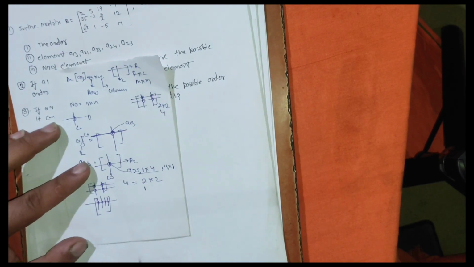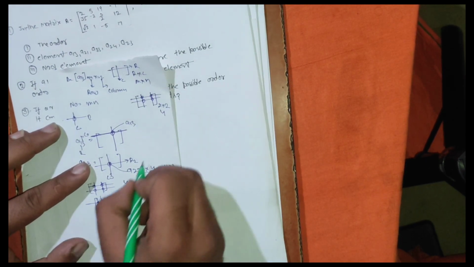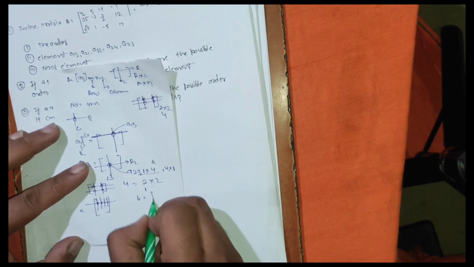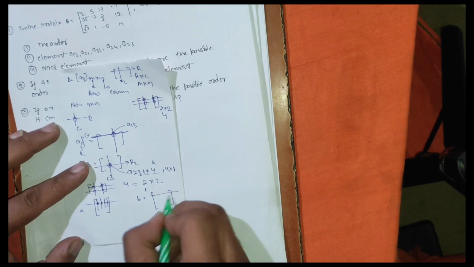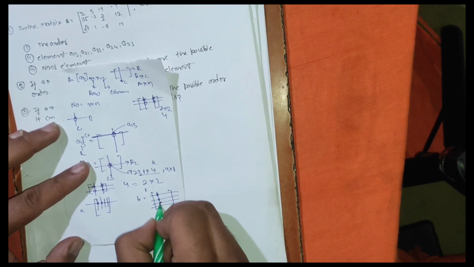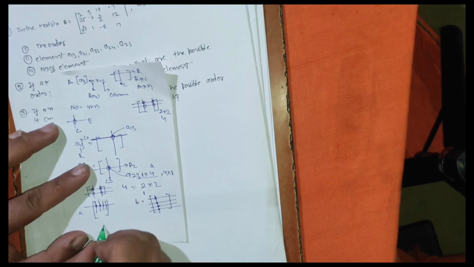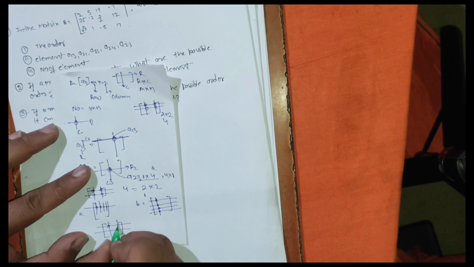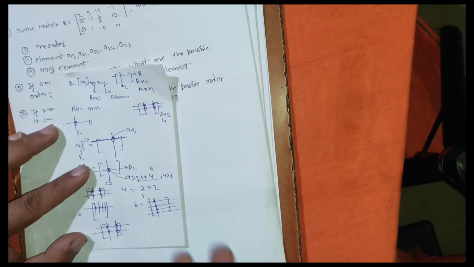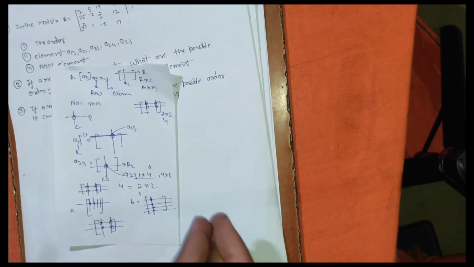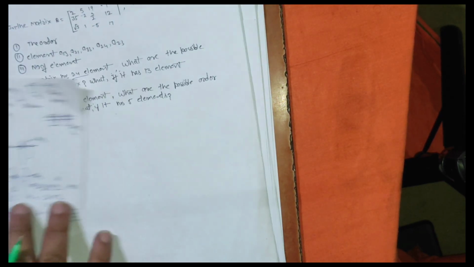Similarly, for the second one, I have 4 rows and only 1 column. This is also possible. So these are the possibilities: we can arrange the 4 elements into 2 by 2, 1 by 4, and 4 by 1.